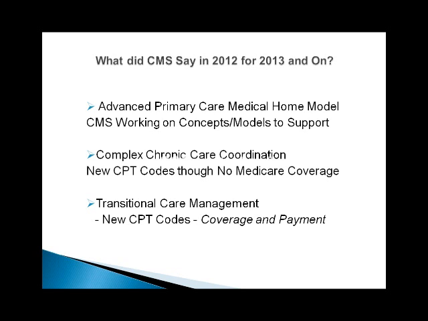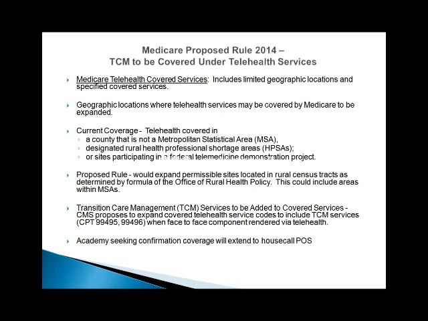As we'll go into, there were new CPT codes developed for complex chronic care coordination. However, there was no Medicare coverage provided. On the other hand, there were new services, the transitional care management services, the 99495 and 99496. Those are the new CPT codes, and that coverage and payment is in effect.